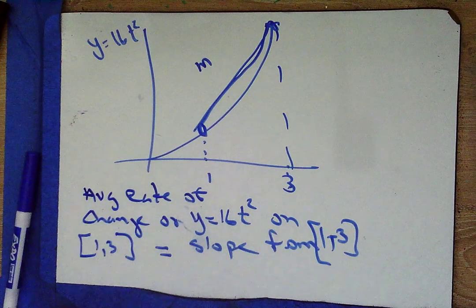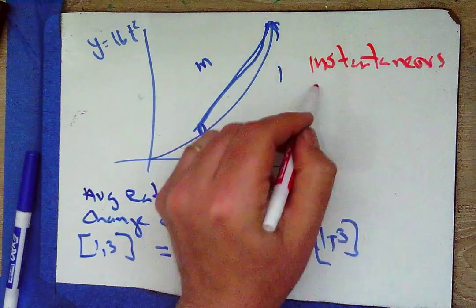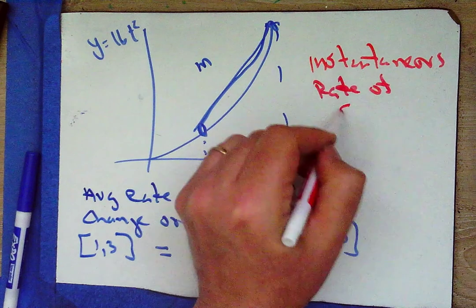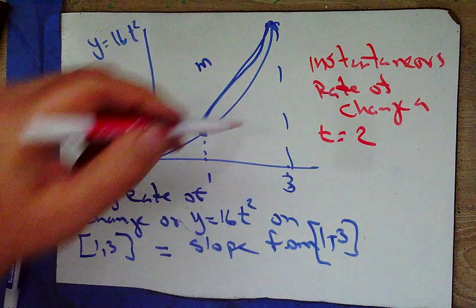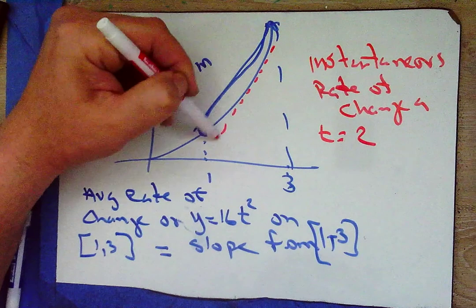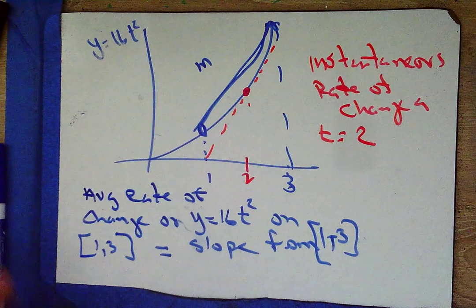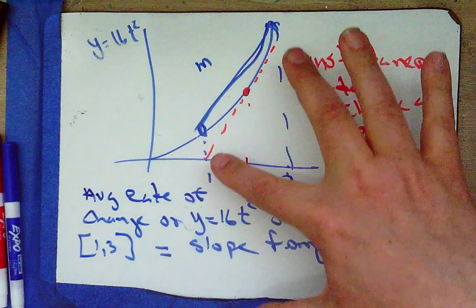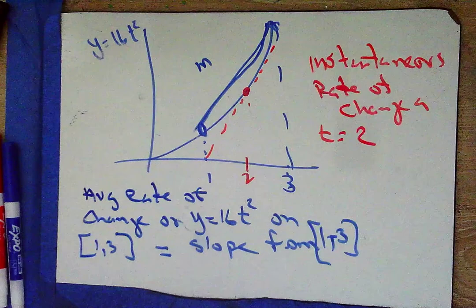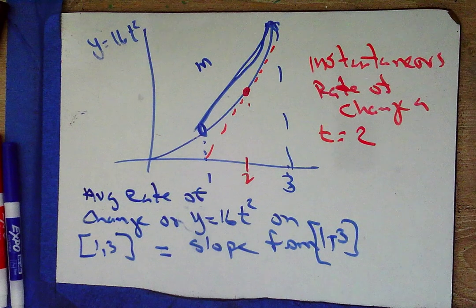But if I want to know the instantaneous rate of change at time equal to 2, now I'm talking about finding the slope at this one point, t equals 2. Okay? Sometimes it turns out that the average rate of change, the slope of the secant line, and the instantaneous rate of change, the slope of the tangent line, sometimes they're the same, and often they're not the same. We don't really care if they're the same or not. We just want to know how to compute them.